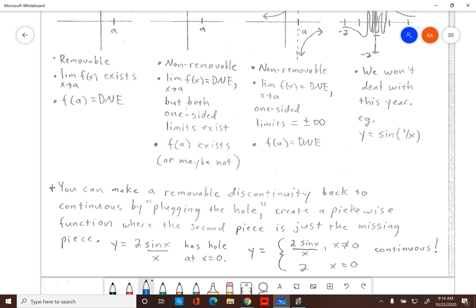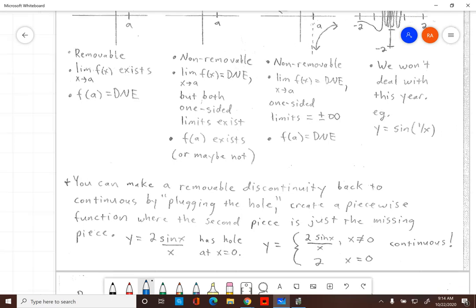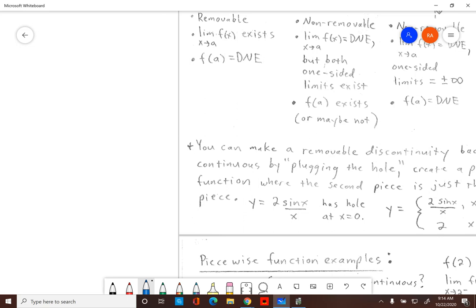And just doing this algebraically, how can you determine where that hole is? Because I told you to memorize that the limit as x approaches 0 of sine x over x is equal to 1. So if I wanted to solve this problem of 2 sine x over x, I can use those limit rules.